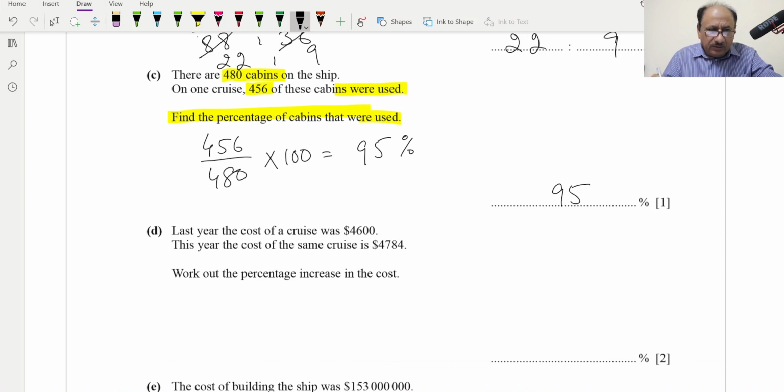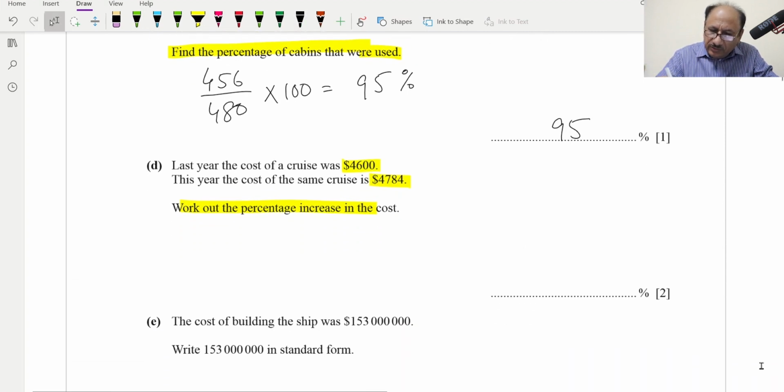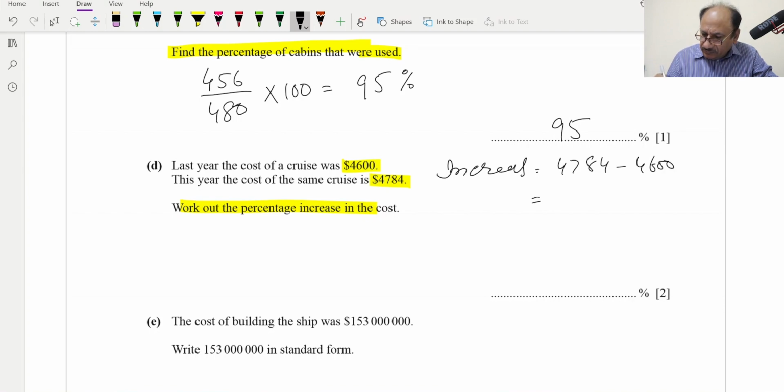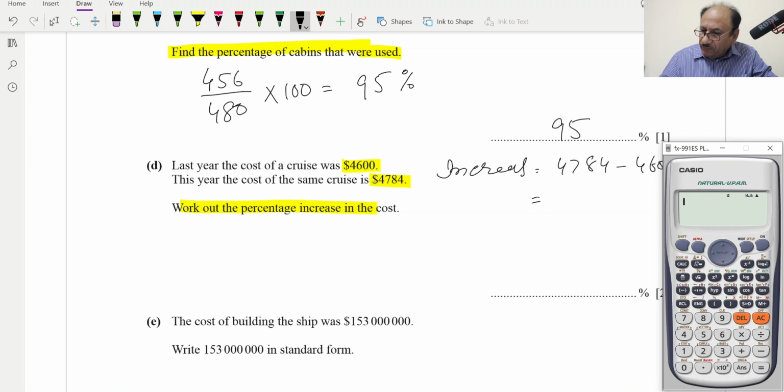So our answer will be 95% over here. Then last year the cost of the cruise was $4600, and this year the cost is $4784, and we have to work out the percentage increase. For that, first we'll calculate the increase. The increase will be 4784 minus 4600, and this is equal to $184.